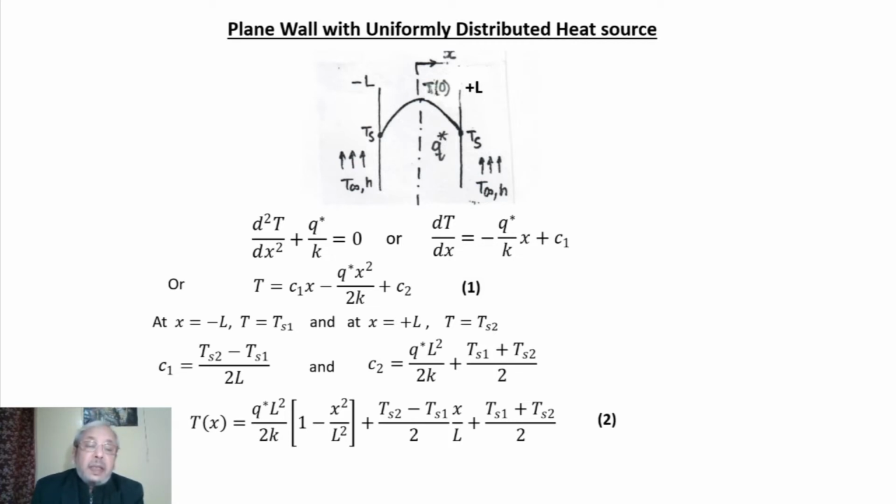Then the general solution for temperature T(x) is q star L square by twice k into (1 minus x square by L square) plus (Ts2 minus Ts1) by 2 into x by L plus (Ts1 plus Ts2) by 2. So this is a very simple solution. We have got the temperature distribution when we have a uniformly distributed heat source q star present in the material.